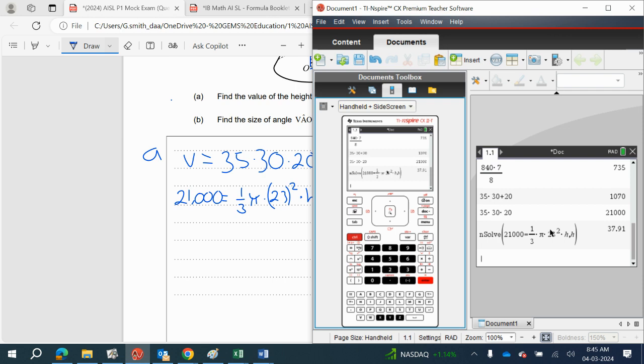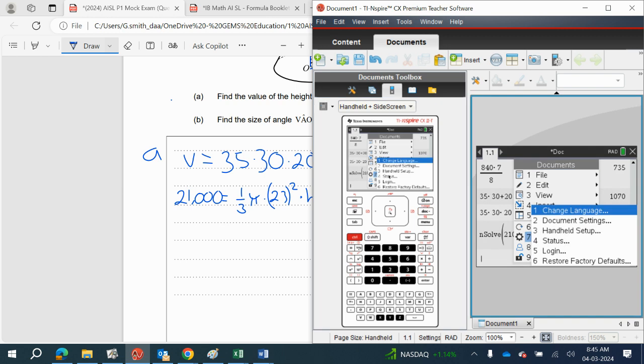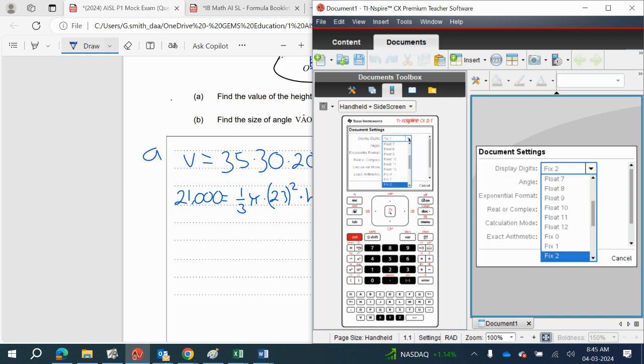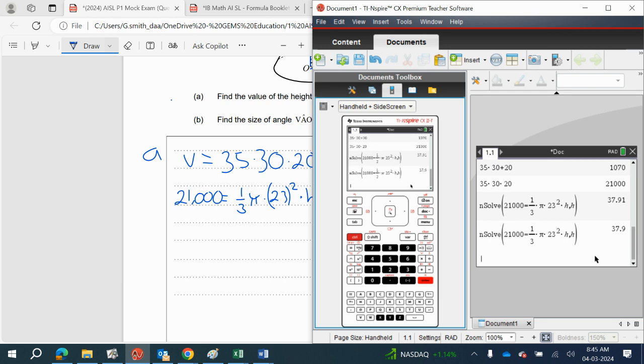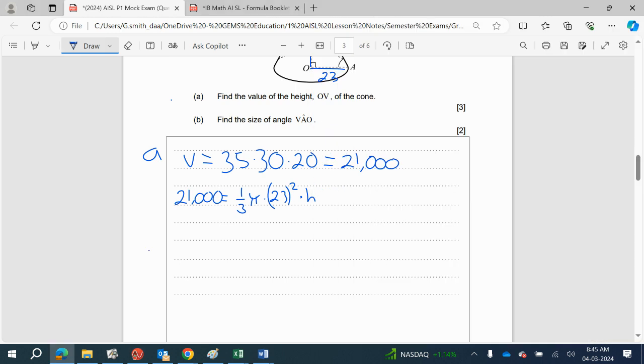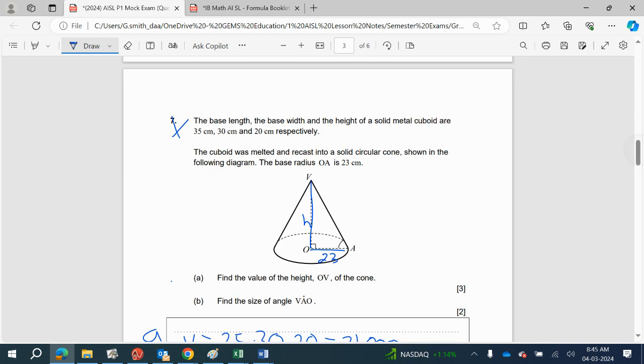Make sure we round it correctly. Let me just change my document settings. Document settings. I want float 3. 37.9. Is there a unit? Centimeters.